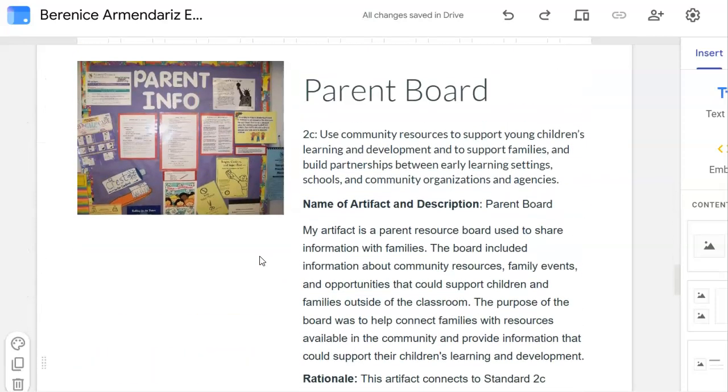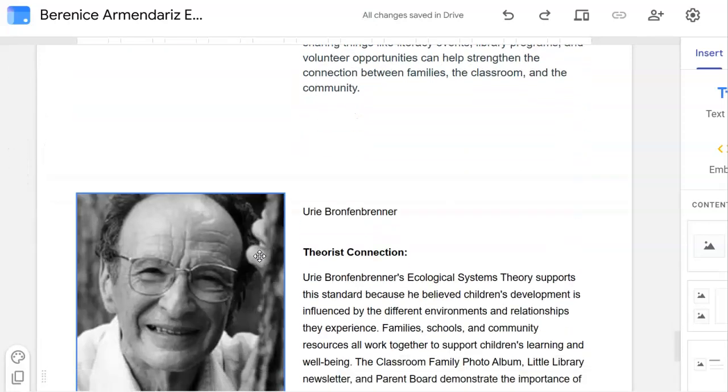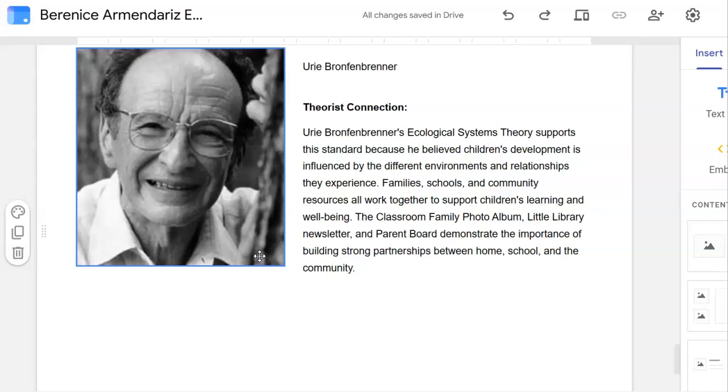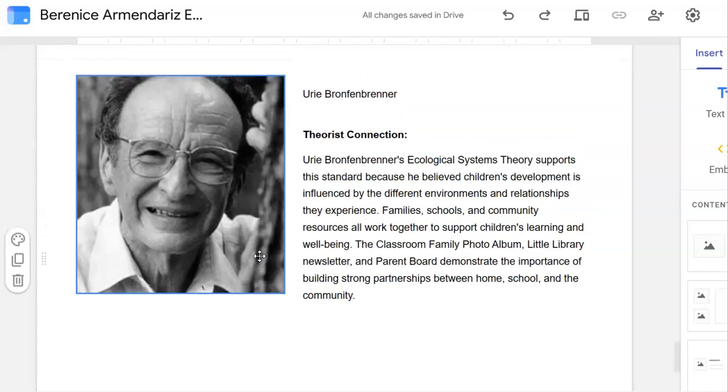So then it would be the parent board. For 2C, I chose the parent board. It's full of community resources to support children's learning and development. So for an example, we have Market on the Move flyers, which allows families to go and get 60 pounds of food for $10 or whatever you have. And the theorist that I chose is Bronfenbrenner.